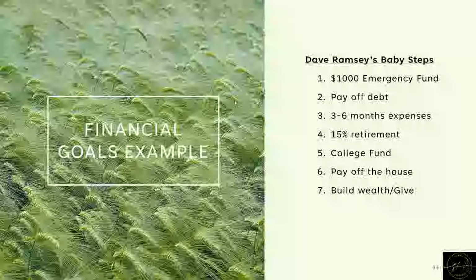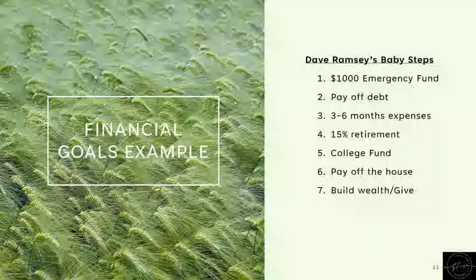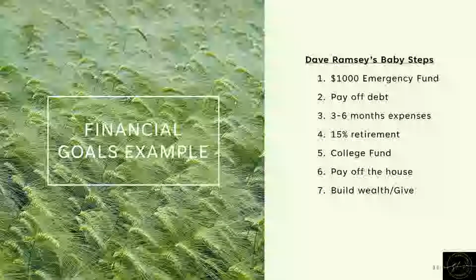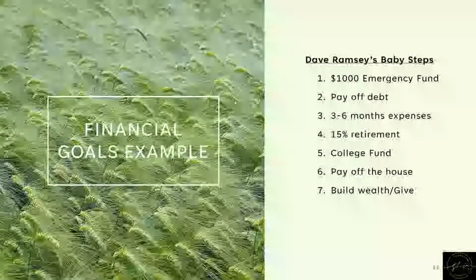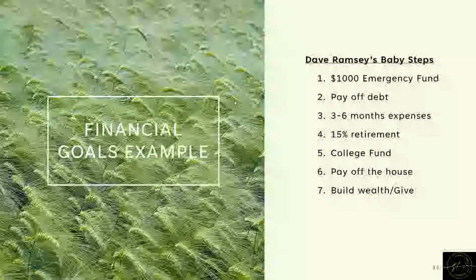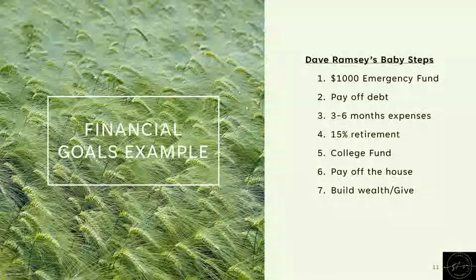Paying off debt. So over the next 5 to 10 years, I want to pay off my debt or some of the debt, various different things there. Over the next 10 years, I want to save up 3 to 6 months of expenses. 5 to 10 years, maybe beyond, maybe a more extended goal, getting that 15% retirement set aside so you're able to retire with some dignity. Setting up the kids for a college fund as far as going to college, paying off the house after that, and then building wealth and giving after everything's all said and done.